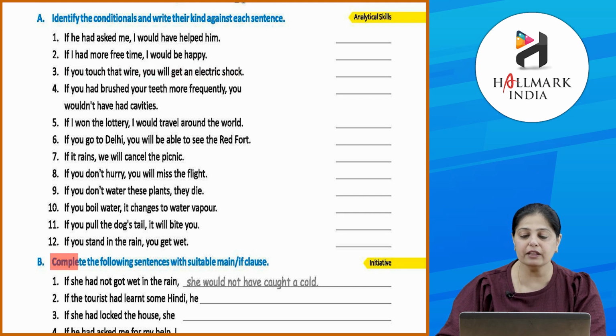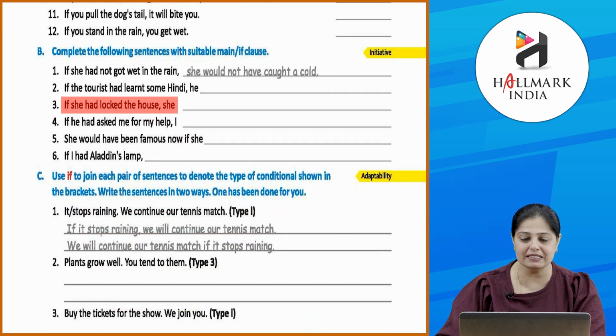Now complete the following sentences with suitable main or if clause. If she had not got wet in the rain, she would not have caught a cold. If the tourist had learned some Hindi, he would not have been lost. If she had locked the house, she could have saved her jewelry. Clear? Now quickly do the remaining ones.